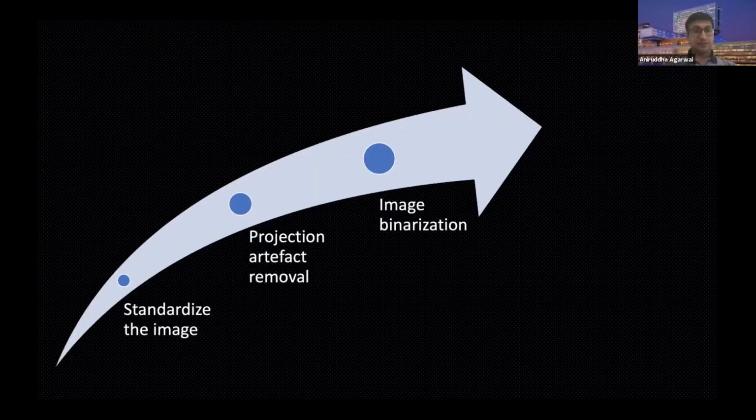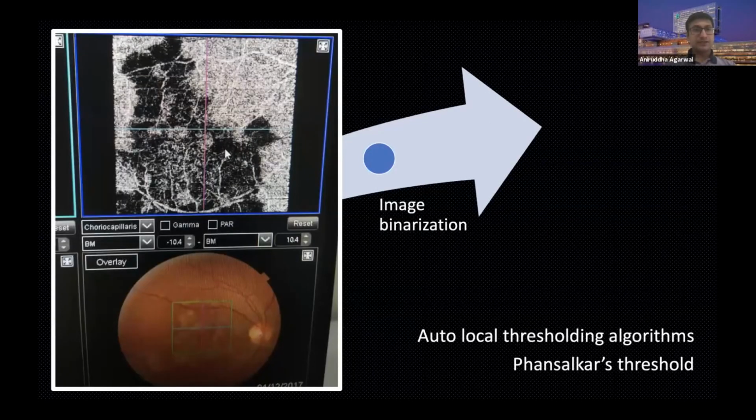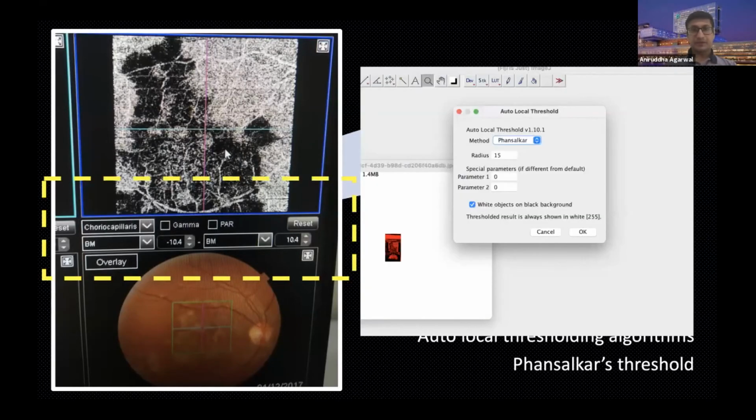So the steps are simple. You standardize the image, you remove the projection of the superficial vessels, and you binarize the image. And now you have various auto local thresholding algorithms, and one of the most commonly used is the Phansalkar thresholding method. So it's very important for us to set the offset at Bruch's membrane to be minus 10.4 microns. That is the thickness of the choriocapillaris slab that we take as standard in our patients. And this is the example of the ImageJ software having the Phansalkar threshold.